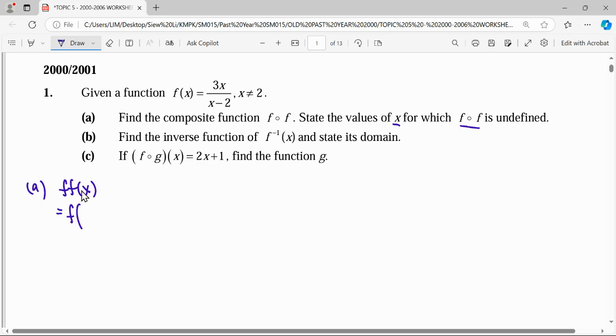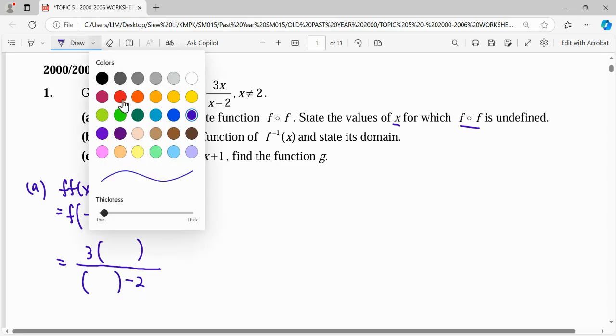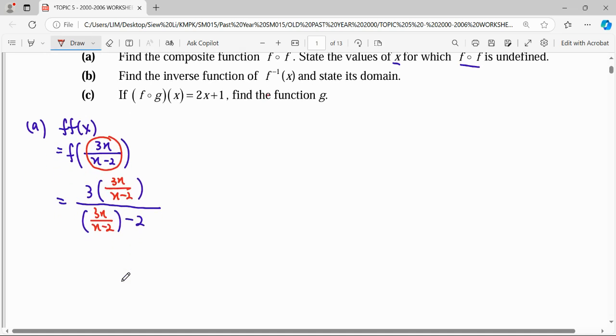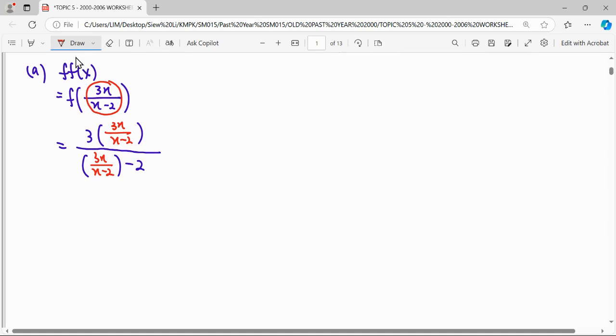So we perform the composite function, substituting f(x) and substituting again into the function, which means the x here will be represented by the fraction. So we substitute in here, taking this and substituting in the place of x. So here is 3x over x minus 2, then this is 3x over x minus 2. We need to simplify this fraction over fraction into a single fraction.